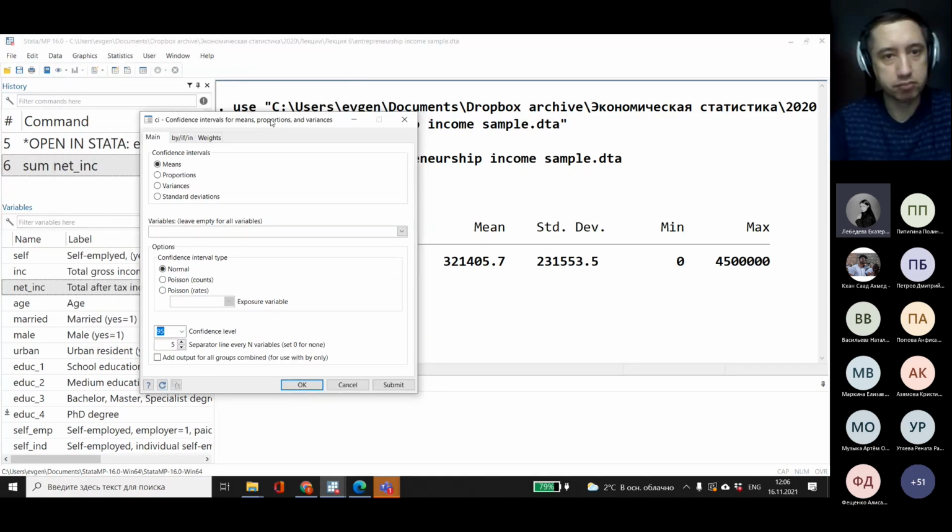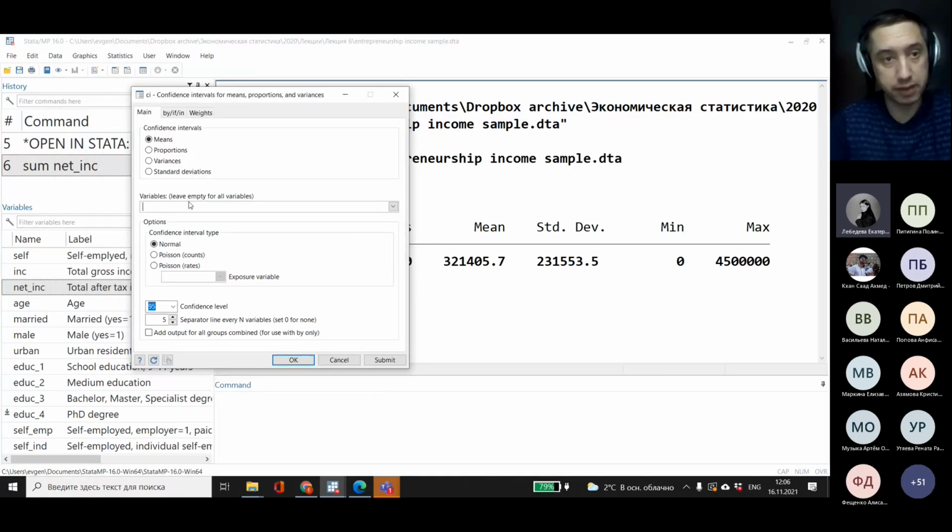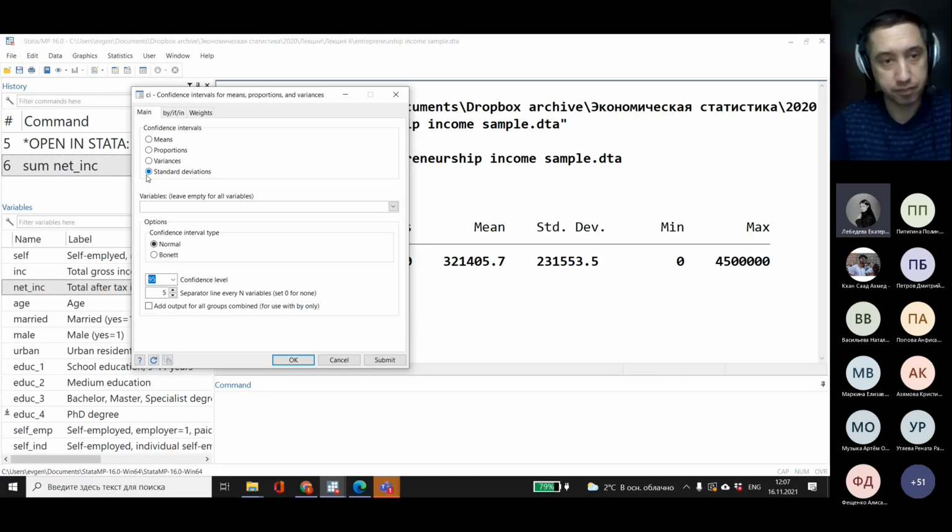Open this interface, please. You are familiar with this CI interface, but we used means. Now it's time to use standard deviations. Here you should enter the variable name, netinc. Set the confidence level, 95%, and click submit. Here use as usual normal, the default. Submit.